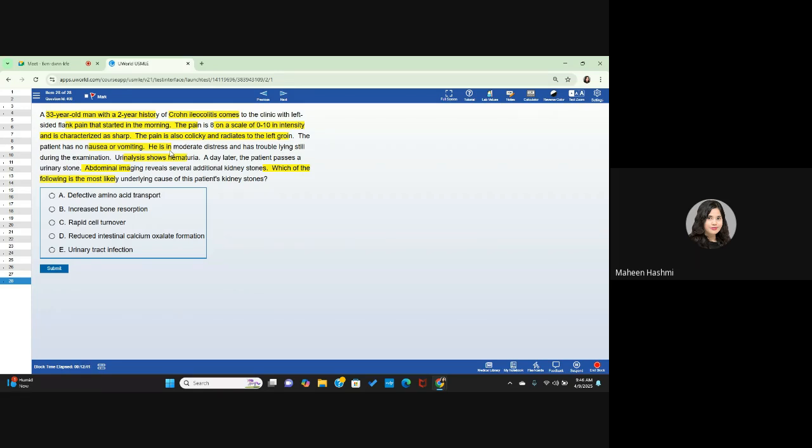Why are the stones getting formed? It's because of reduced intestinal calcium oxalate formation. Because the calcium oxalate formation is slow, the calcium binds with the fats, and the oxalate is free. It can't bind with the calcium, so it gets reabsorbed, goes into the urine, and there will be renal stone formation. So what do you think the answer is? The reduced intestinal calcium oxalate formation. All right, let us see. Impaired bile absorption, impaired calcium absorption.